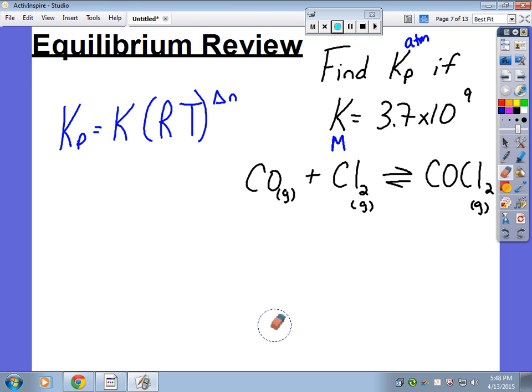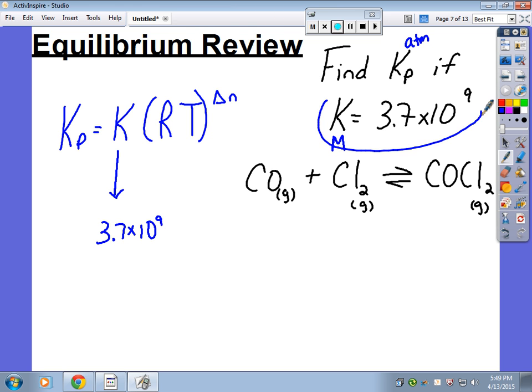So, how would you do this problem? Well, you would think you'd have to write an equilibrium expression, but you do not. Okay? What you need to do is, you know what K is. You know what this is right here. What is it? 3.7 times 10 to the 9th. How do you know that? They give it to you, don't they? That's in terms of molarity.